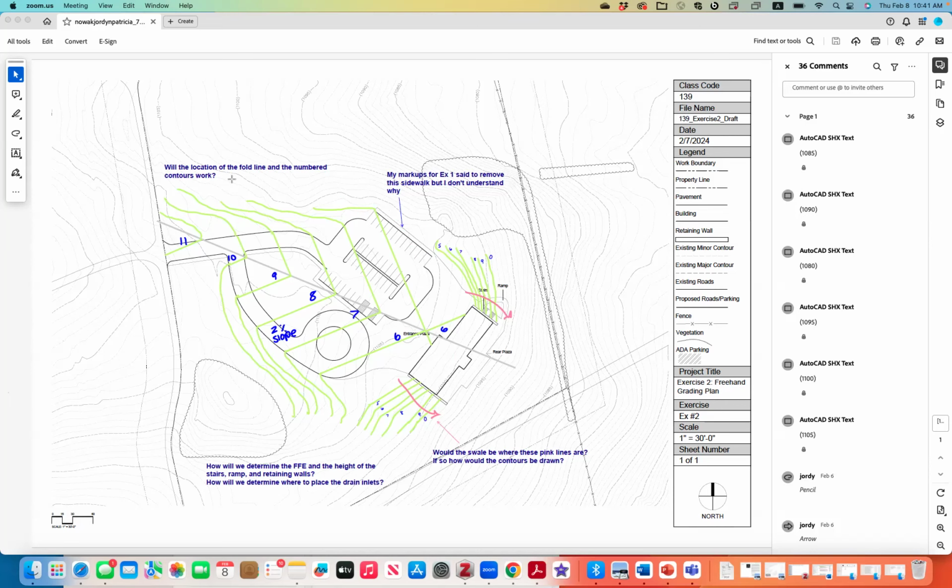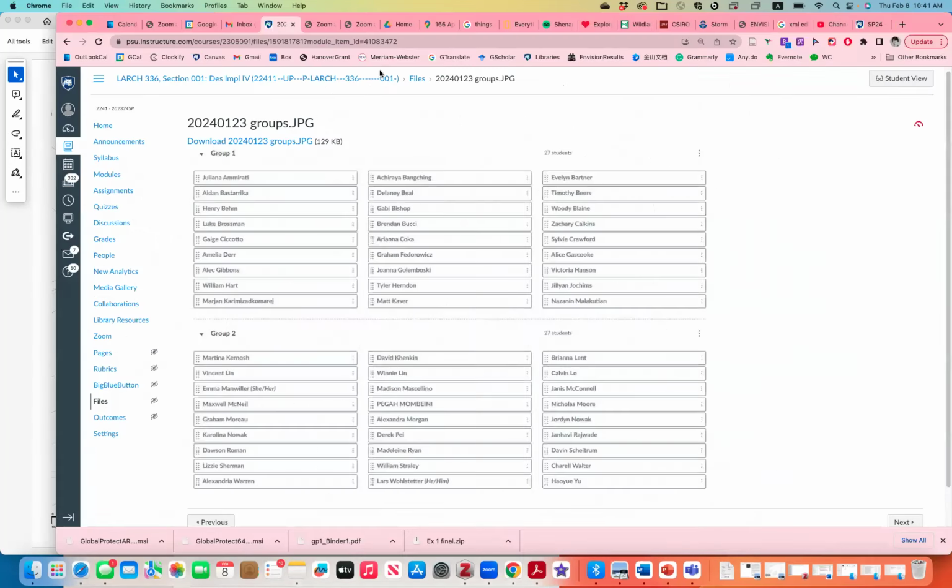So let's see. The third question is how we will determine the FFE, the height of the stairs, ramp, and retaining walls, and determine where the pastry draining inlets go. I remember that being an optional thing, right? The drainage inlet? Let me double check. Yep.